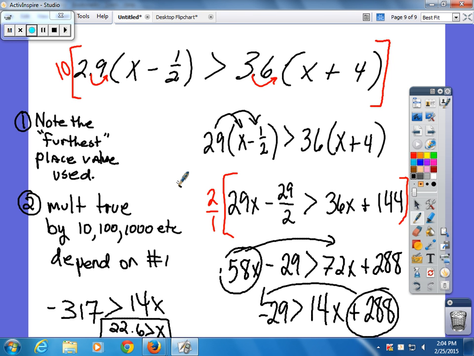Graph it and do what you need to do. Interval notation, set builder notation. I'm class over Mr. Lewis, but I trust you. Okay. There's some people in here I don't trust.